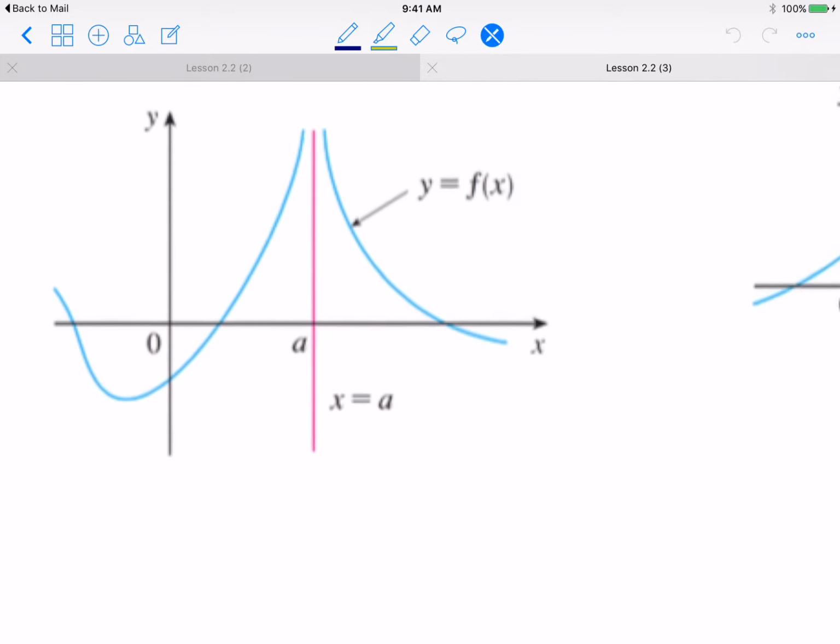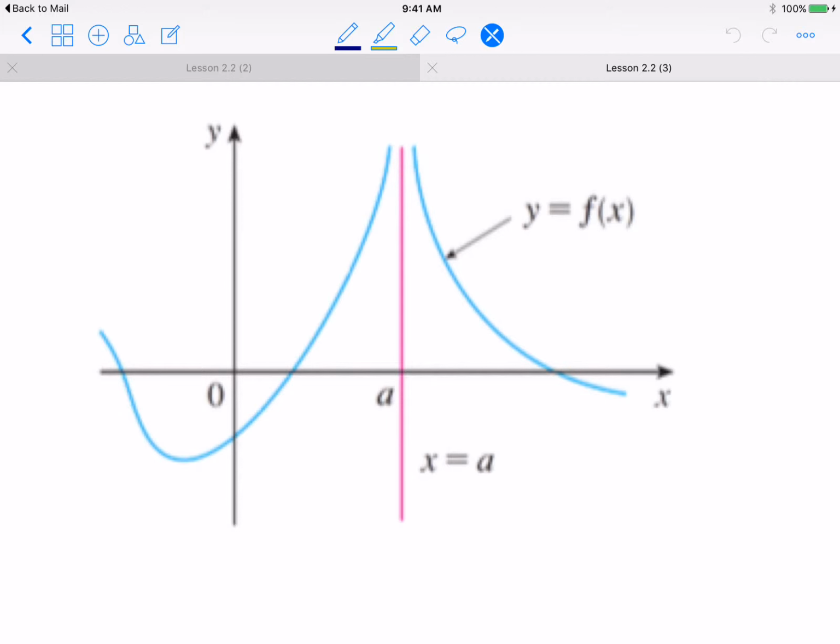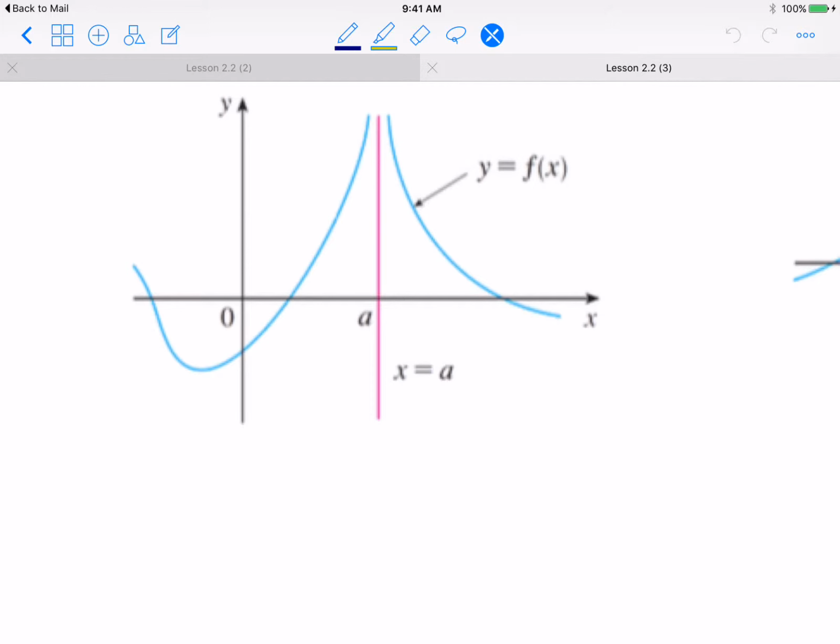Here's a little preview. Take a look at this lesson note right here. Take a look at the first graph. Can I describe this graph, this function, with the limit notation? Last lesson we talked about the left limit and the right limits.